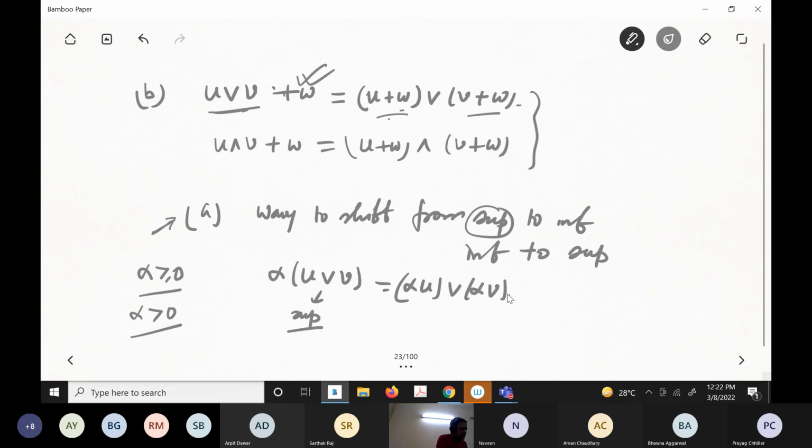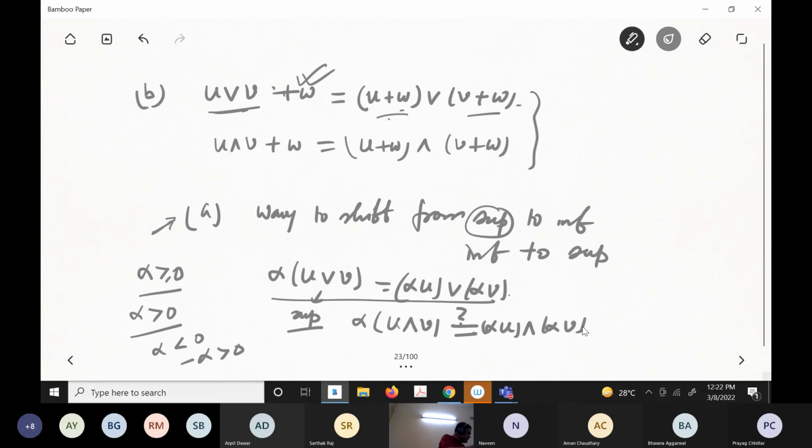For alpha less than 0, you can do that. If you have alpha less than 0, then you take minus alpha greater than 0. Then you use this. And then you use A to get the similar result. Okay, so you can do that. Similarly, what about this? I have not proved it here, but I think it must be some exercise. Let me see that. You should do this exercise.